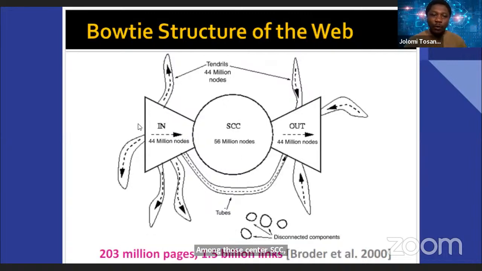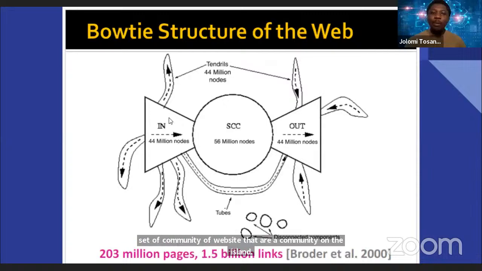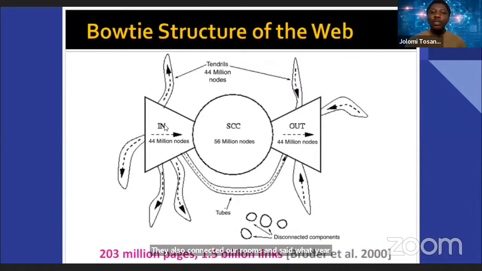And then there is another set of communities of websites that are a community on their own. They're also connected amongst themselves, but there are few links that you can follow that will take you outside of this community to the SCC, and you can never get back again. So those are called the giant IN websites. Then if you follow those few links that take you to the SCC from the giant IN websites, these websites are also connected among themselves. There are also some few links that will take you out of this SCC to another community, such that you can never get back to the SCC again. Those are called the giant OUT websites, right?